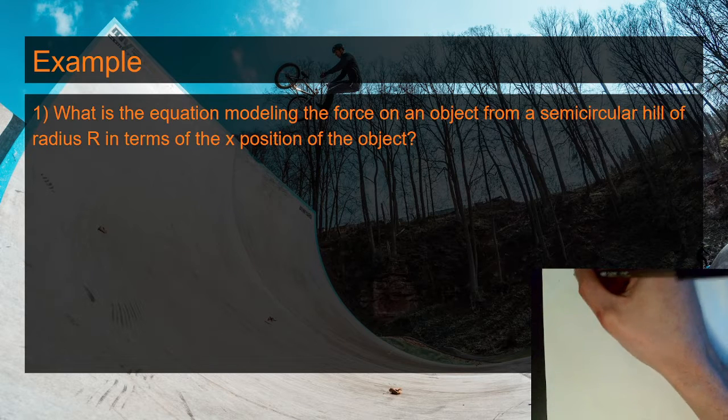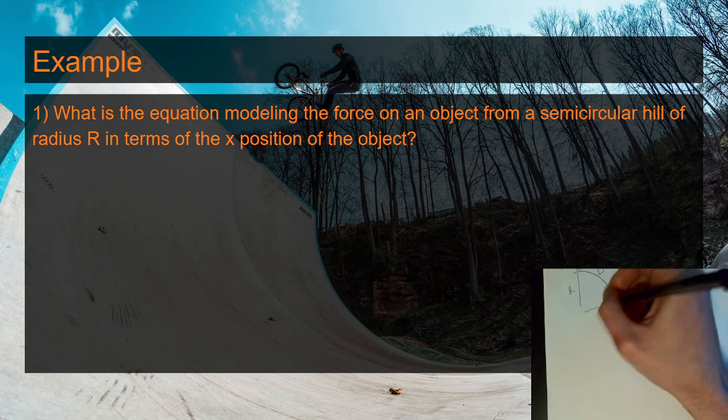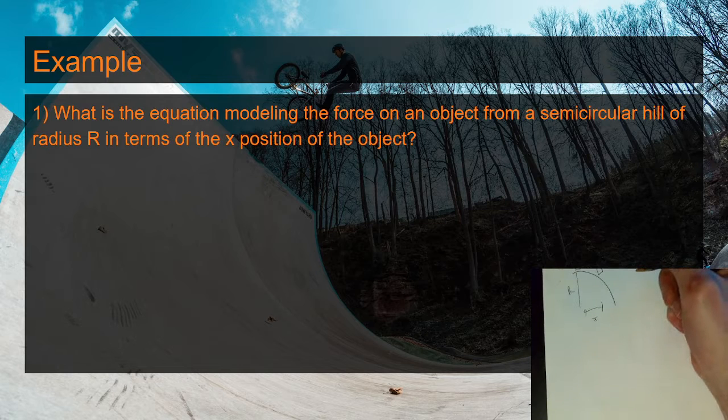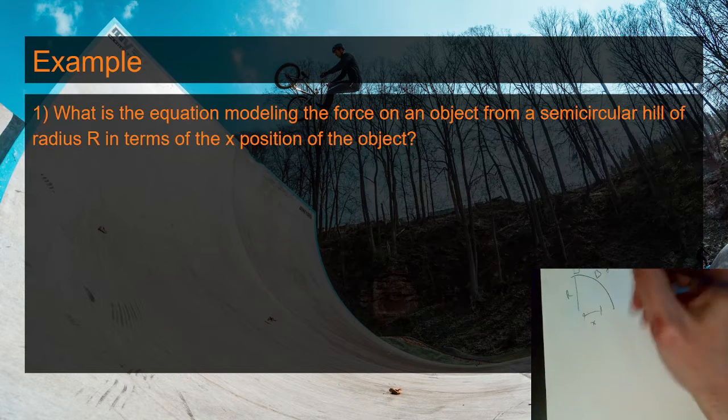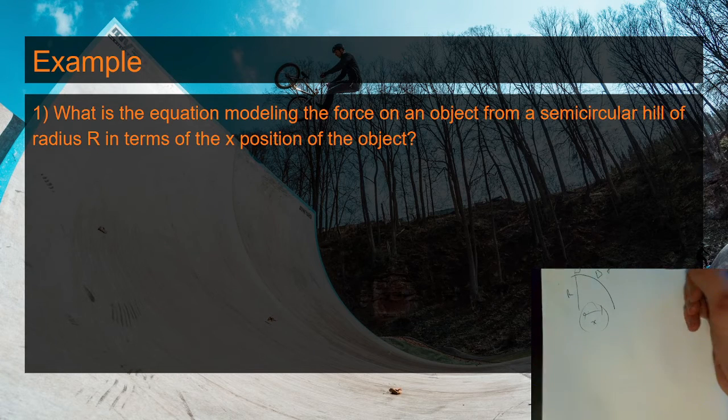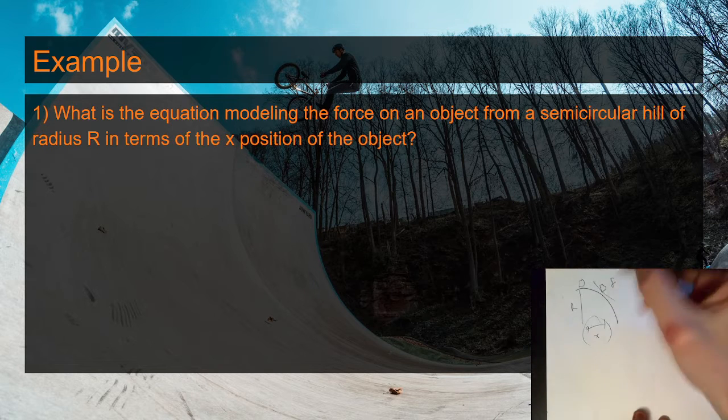So if we've got a semicircular hill of radius r, and we've got an object that is at some x location along it, the question is, how can we find the force on the object at any given x position? And we could do this pretty straightforwardly by using the normal force on the object and the component of gravity. I think we've actually done this for a different problem already.